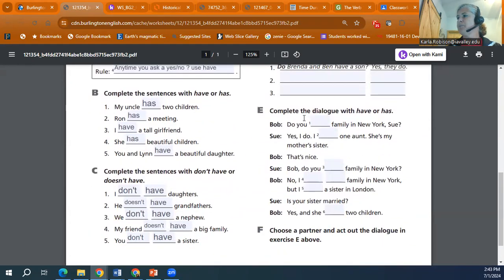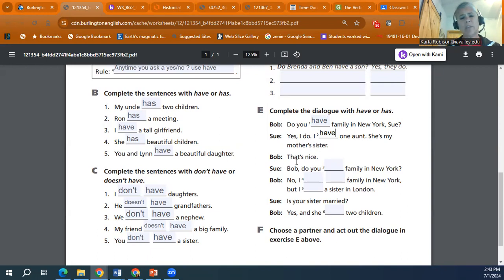All right, so now we're going to complete the dialogue using have or has. So like, do you blank family in New York, Sue? Since I'm talking to Sue and I'm asking a question, I'm going to use have. Do you have family in New York, Sue? And Sue's going to say, yes, I do. I blank one aunt. She's my mother's sister. Since my pronoun is I, I'm going to use have. Yes, I do. I have one aunt.